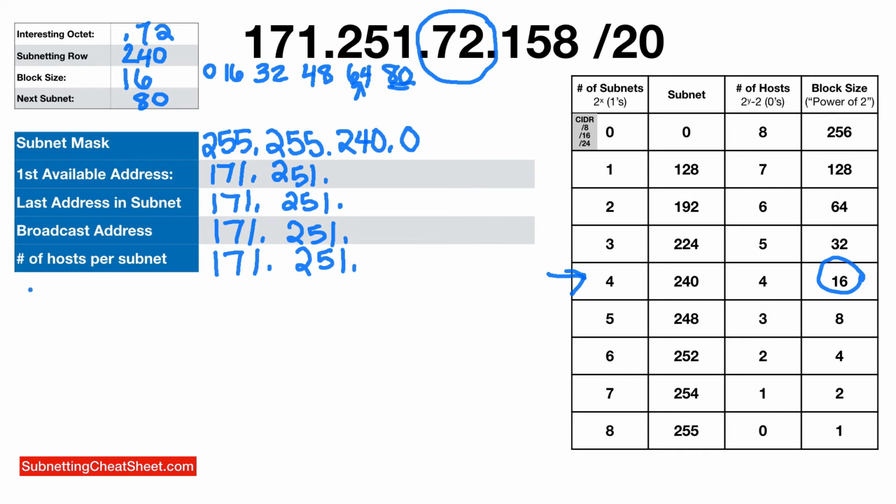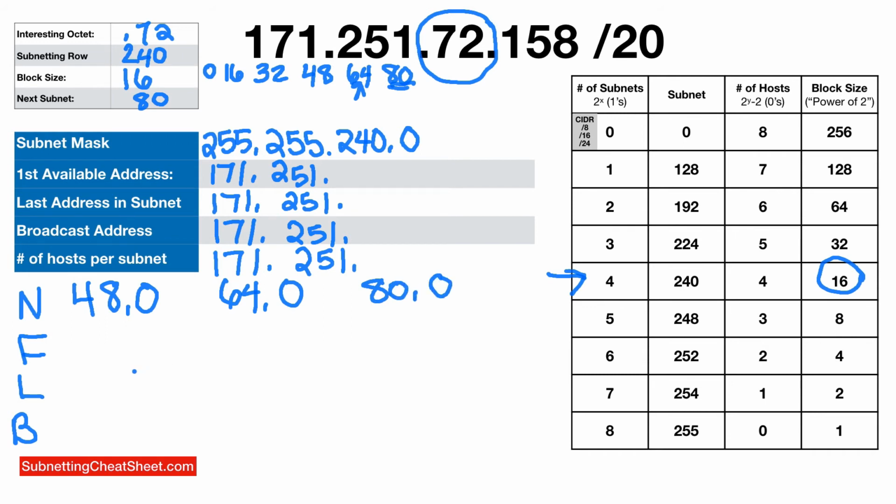Okay, so let's start calculating. The first thing we need to write is N for network, F for first, L for last, and B for broadcast. And we know that our subnet is going to fall in here. So let's just do 2 so you can get used to it. So we're going to put 48.0 because we have to count for 2 octets. This one's going to be 64.0, and the next one's going to be 80.0.